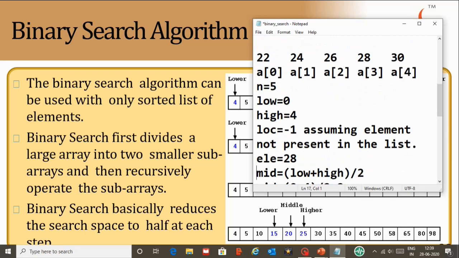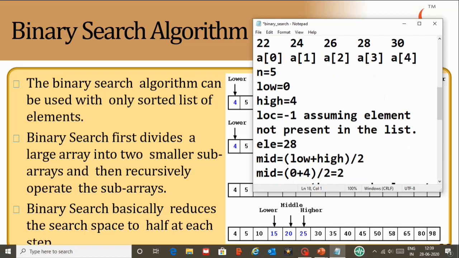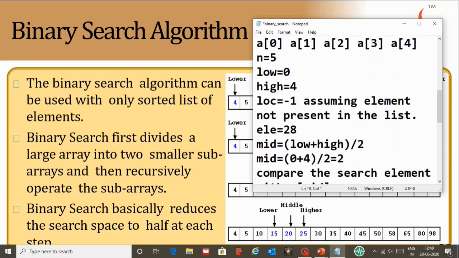Then the procedure begins. I need to find the mid value. In binary search, you need to find the mid value. And whenever I'm finding mid, it is integer division. Even if it divides to a point value, you will leave the point part, only take the integral part of it, that is mid is equal to low plus high by 2. What was low? It was 0. High is 4. So 4 by 2 is nothing but 2.